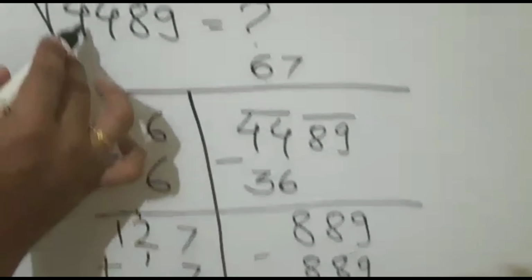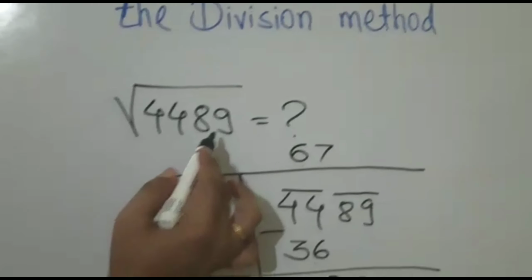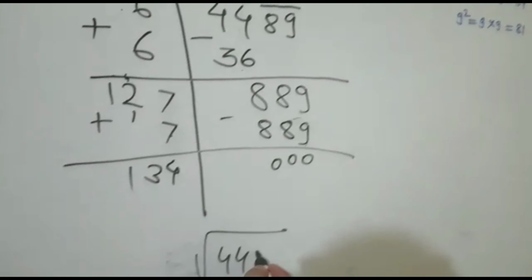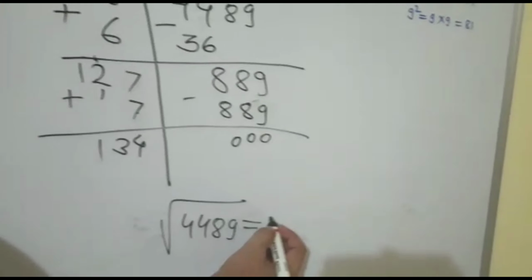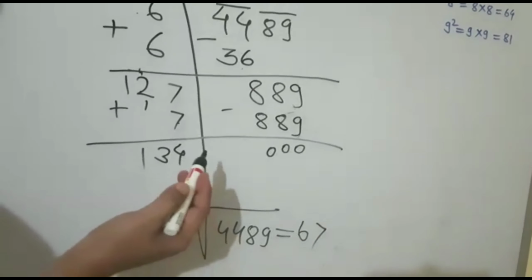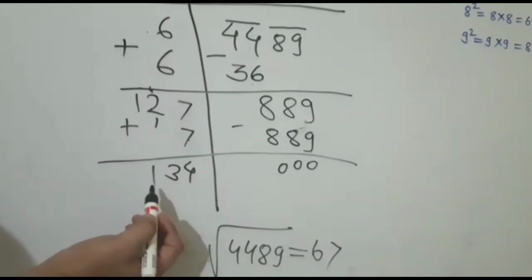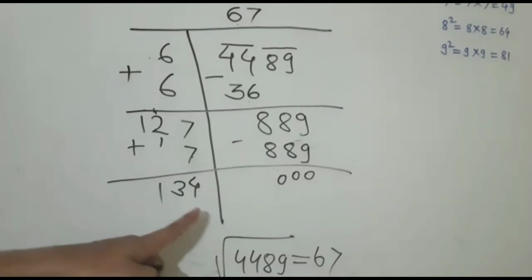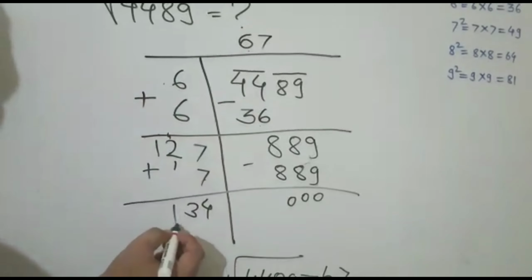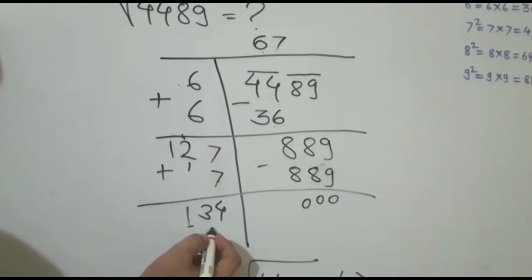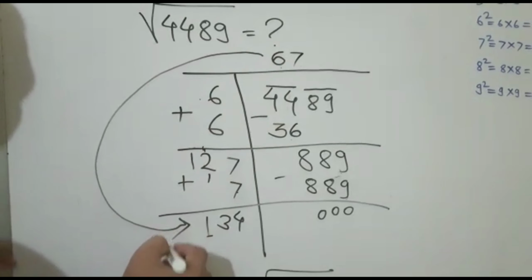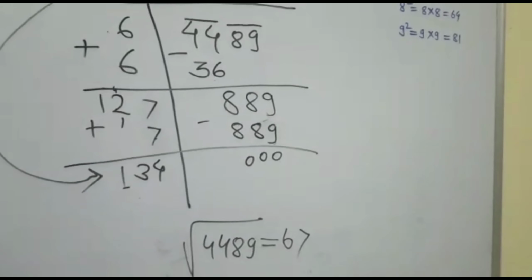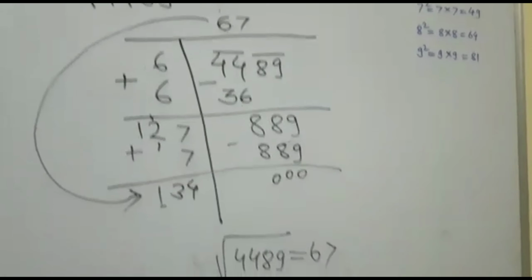So the square root of 4489 is 67. We will verify our answer like this, to see whether our answer is true or false. If the number here becomes double of this number, then our answer is correct. 67's double is 134, so our answer is correct.